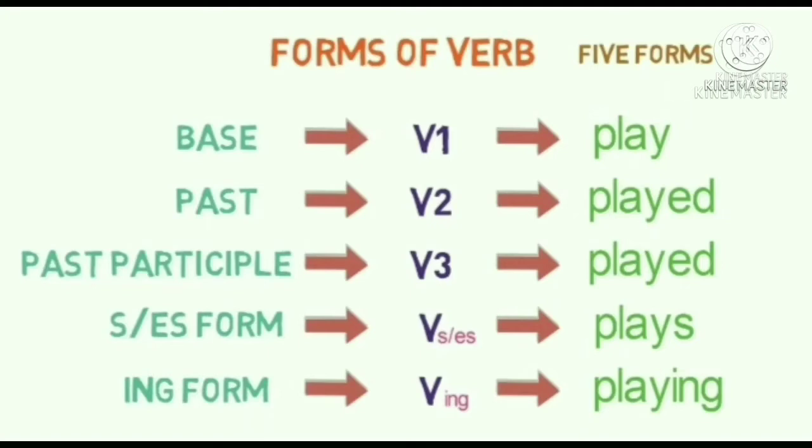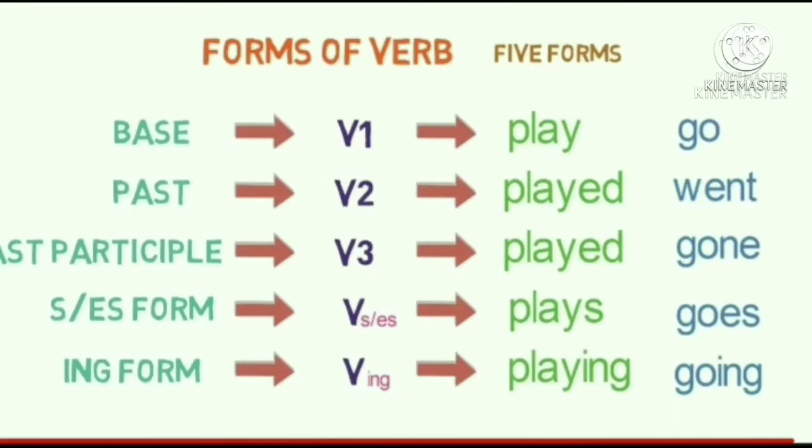Look at the 5 forms of the verb play. The base form or V1 is play and the past form or V2 is played. The past participle or V3 is played. The S or ES form is plays and the ING form is playing. One more example with the verb go. V1 form of go is go. V2 form is went. V3 form is gone. VS or ES form is goes. VING form is going. Next, we shall learn more about simple present tense.